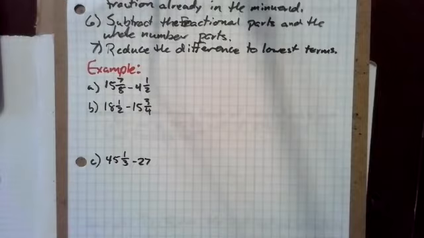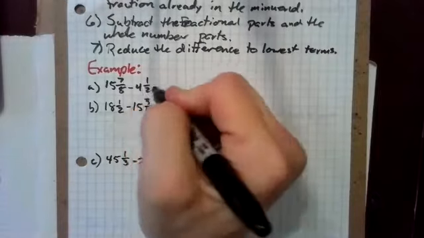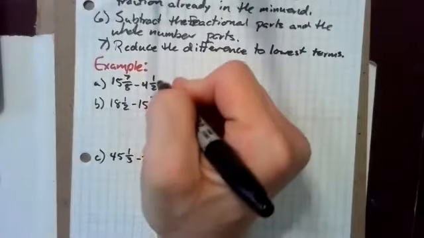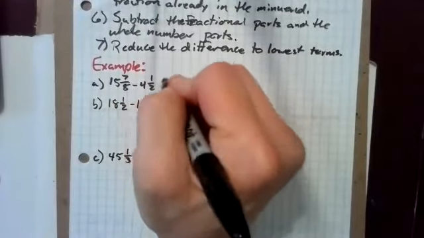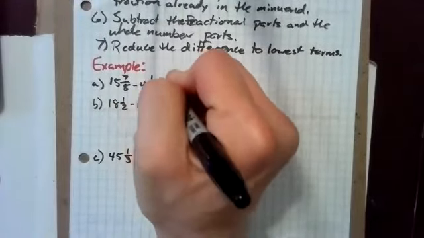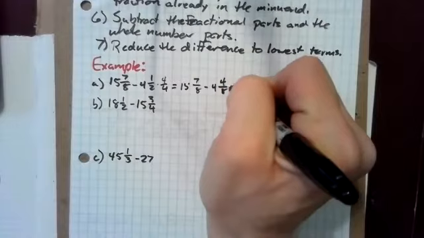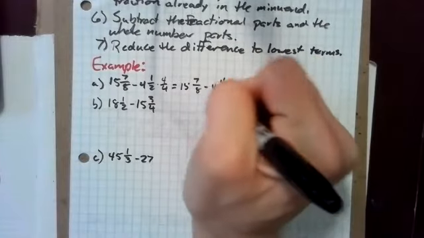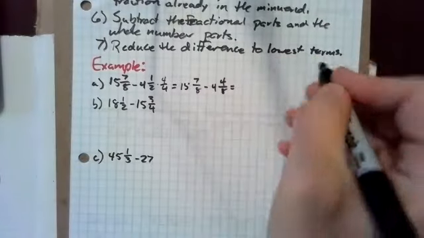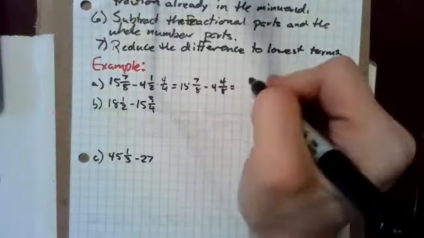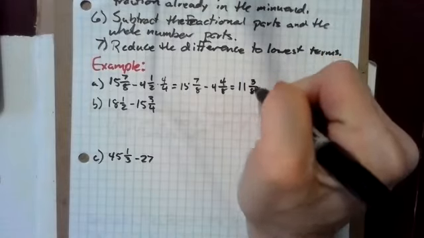So in this first problem, first we're going to change our 1/2 to 8ths. So we need to multiply that by 4/4. That's 15 7/8 minus 4 4/8. Then we can subtract the whole number parts. So 15 minus 4 is 11, and subtract the fraction parts. 7 minus 4 is 3/8, and we're done.